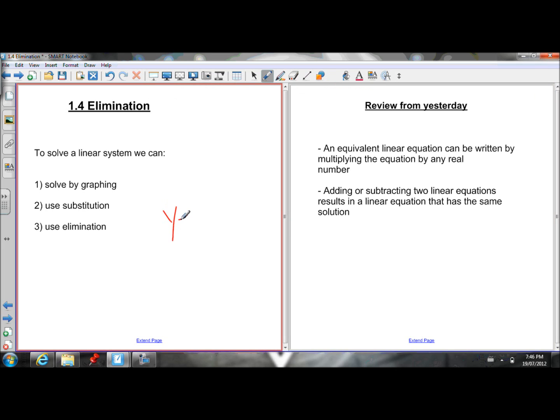So let's say y equals 2x plus 1 and y equals 3x minus 3. Those are two lines. If we consider them at the same time, it's a linear system. To solve a linear system means to find the point of intersection. So if these are our two lines, those are my two lines.